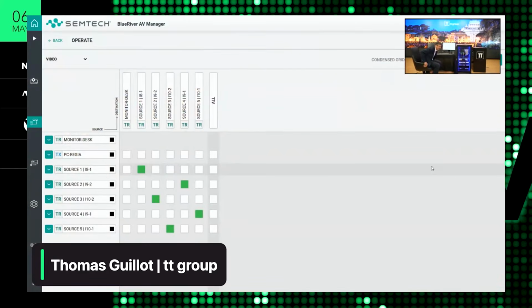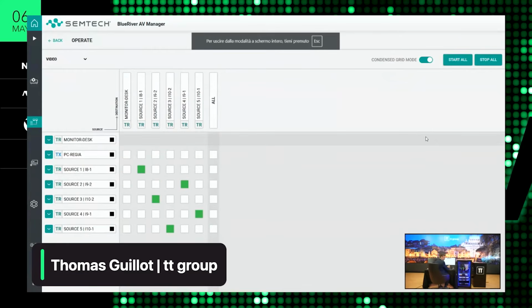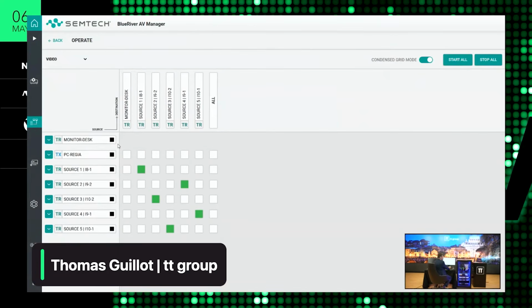So we will switch the display, and you will see a screen capture of the control PC. This is Semtech Blue River AV Manager software, version 2.0, and this is really the standard software provided by Semtech. It is software that every member of the alliance will know very well, because everybody will test their appliance with this software to make sure that all the functionalities are there.